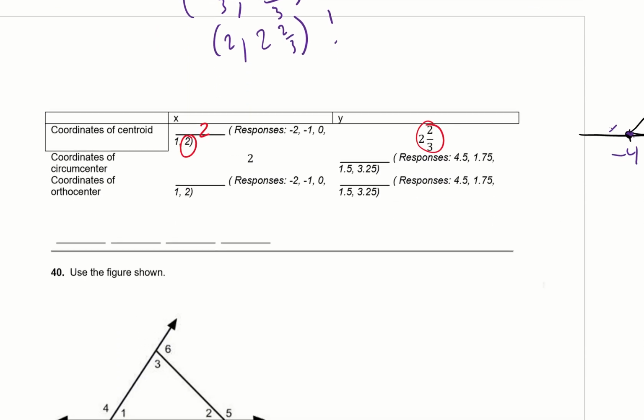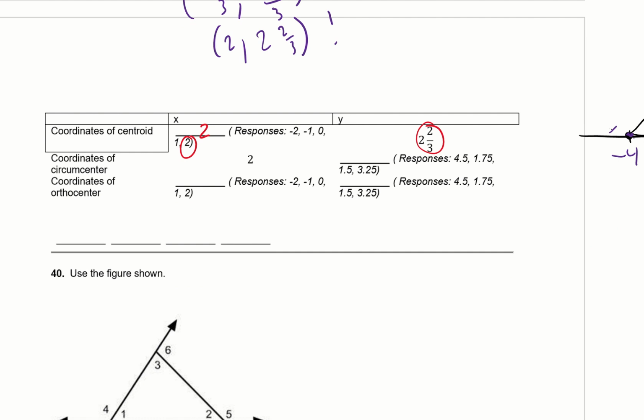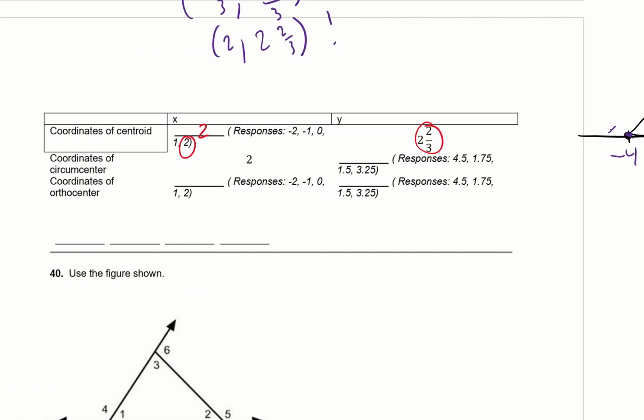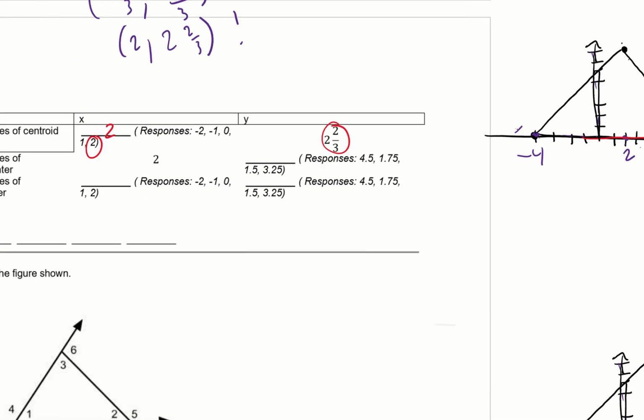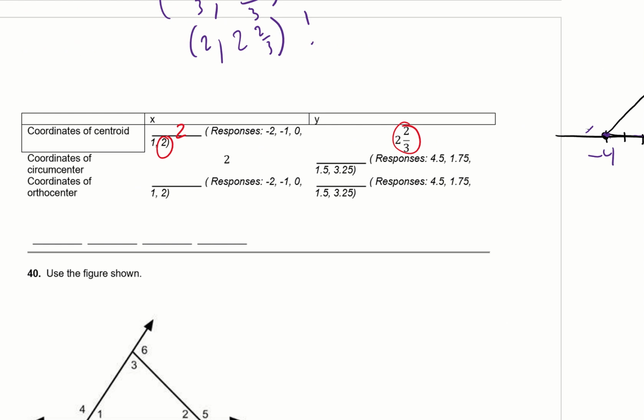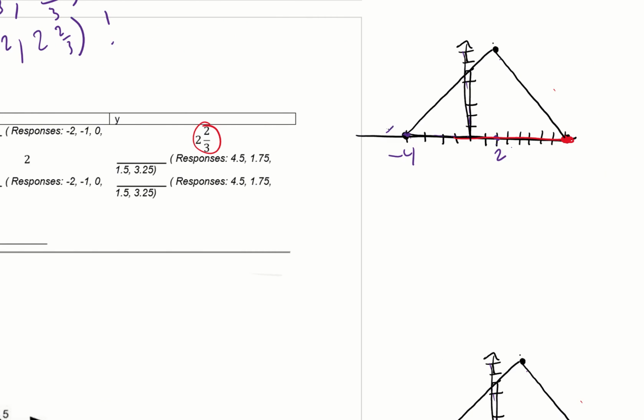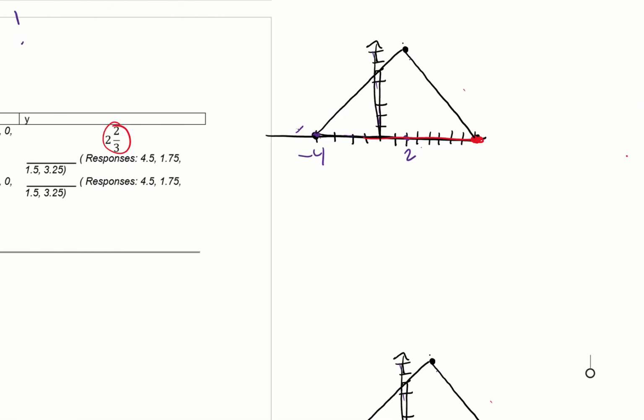We started on 39 and we were able to calculate the centroid, but we stopped short of finishing the problem. So this time we're going to calculate the coordinates of the circumcenter and the orthocenter. So let's go ahead and do the circumcenter.